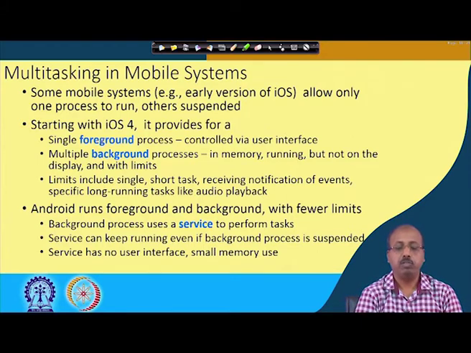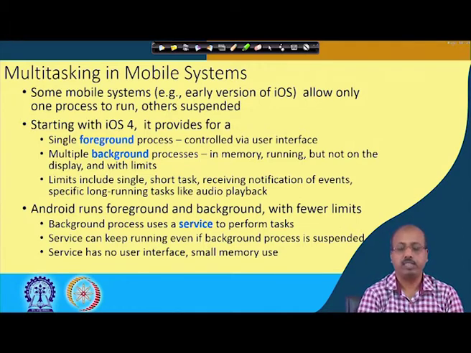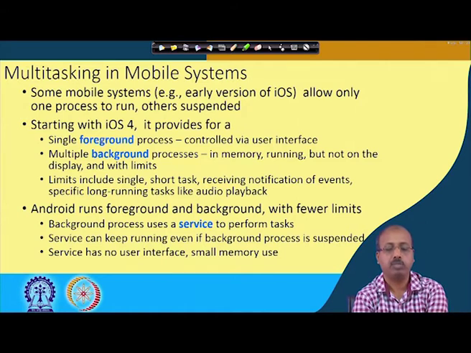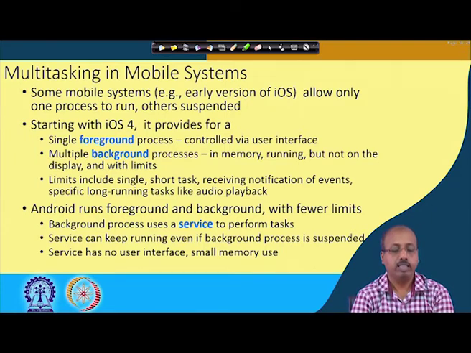Starting with iOS 4, it provides for a single foreground process controlled via the user interface and multiple background processes in memory, running but not on the display and with limits. There may be one process which the user has initiated, that is the foreground process, and there are a number of background processes in memory, running but with a lower priority. The limits include a single short task, receiving notification of events, and specific long running tasks like audio playback. These are the different types of limits in this system.